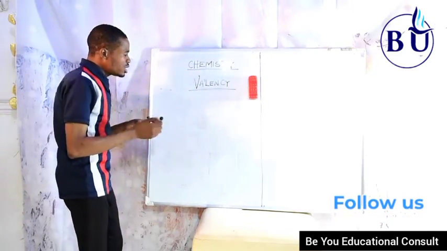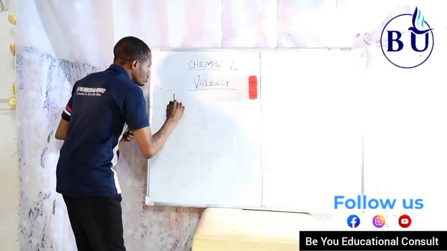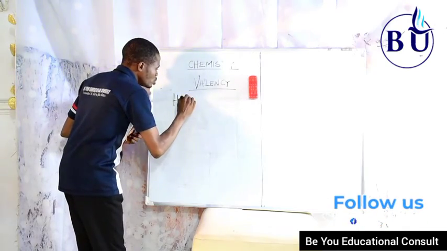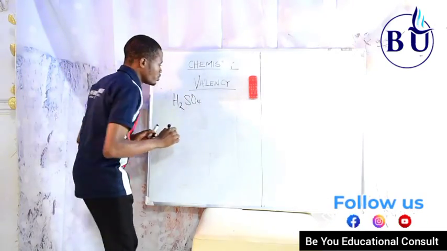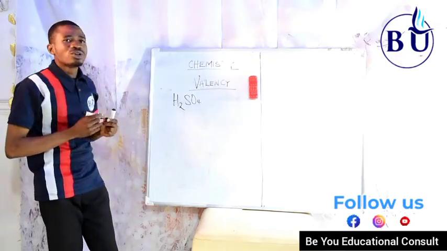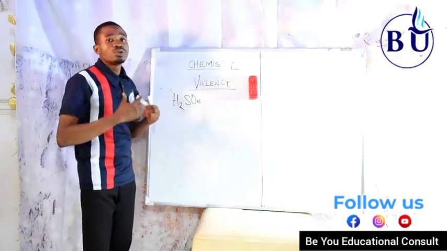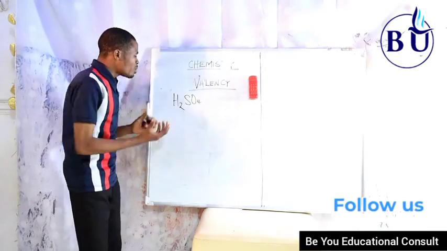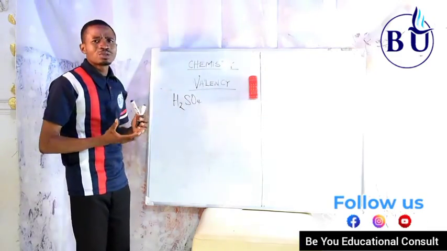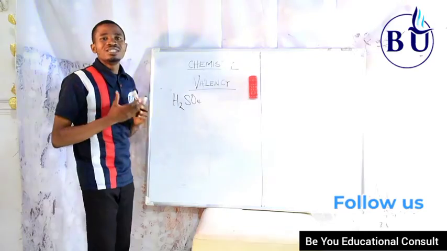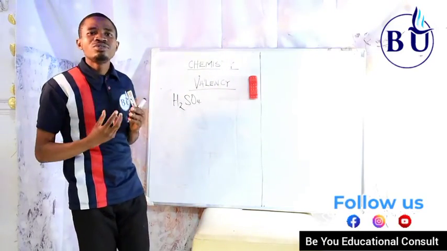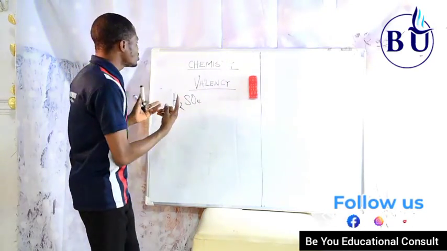Okay, you have seen something of this nature, H2SO4. And you have seen this. This is called what? Tetraoxosulfate(VI) acid. So how do you come about that? How do you write this? Some people are asking the question, how do you write this? It's simply the combination of their valency, the exchange of their valencies.